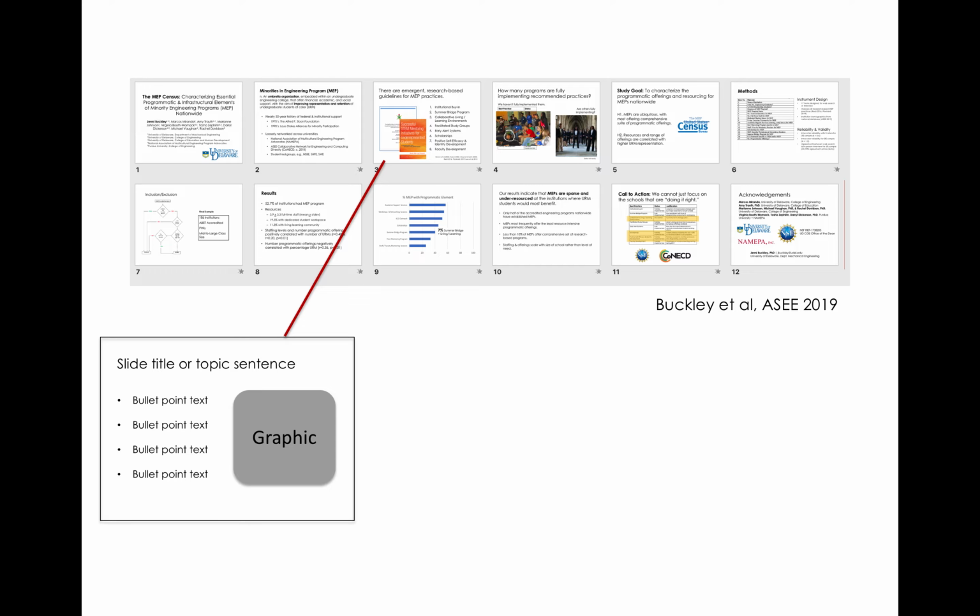The first layout that I tend to use, and I do this a lot in my lectures as well, is a slide title or topic sentence, 3 or 4 bullet points running down the left or right side, and a graphic adjacent to it. That's a really nice layout. You get a little bit of everything, right? And I use that layout quite a lot.